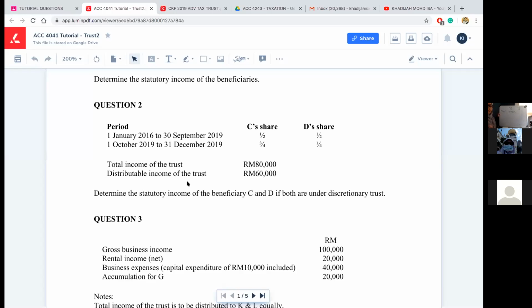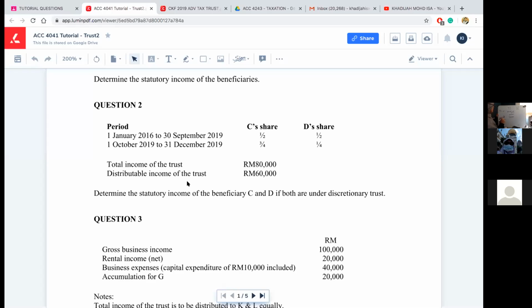How much is that? Can someone give me the answer? Is it 30,000? For the first period, D will get 50,000 from the first period. Do you get the same answer?